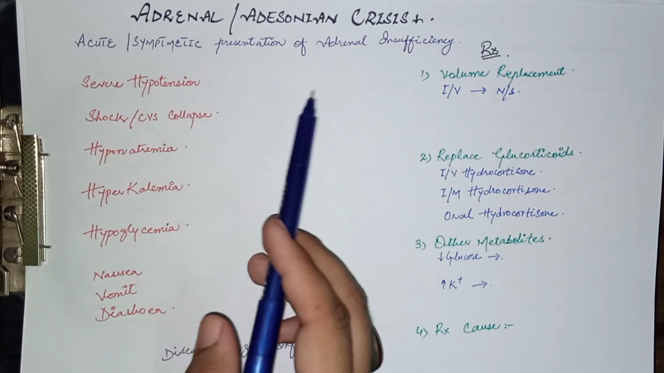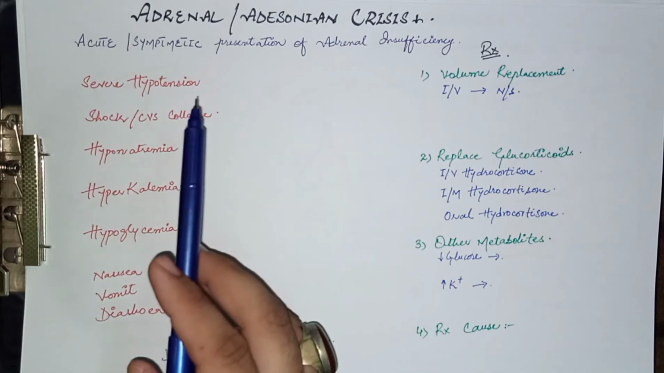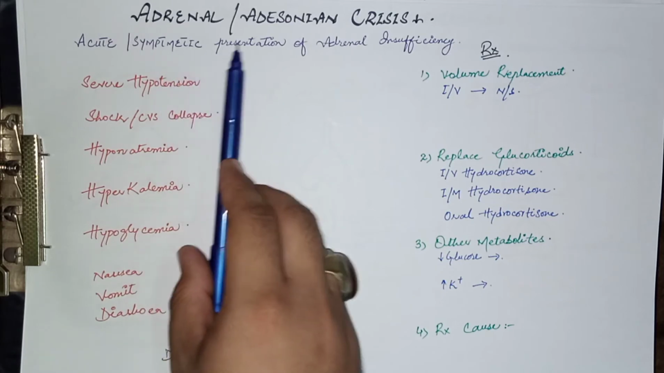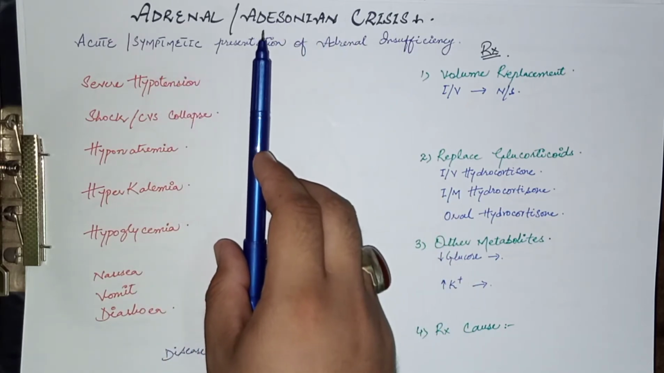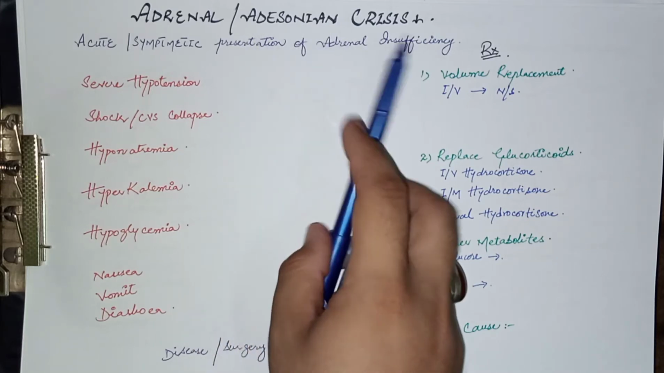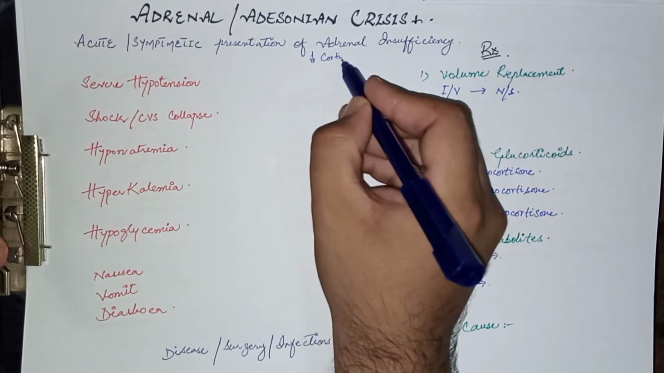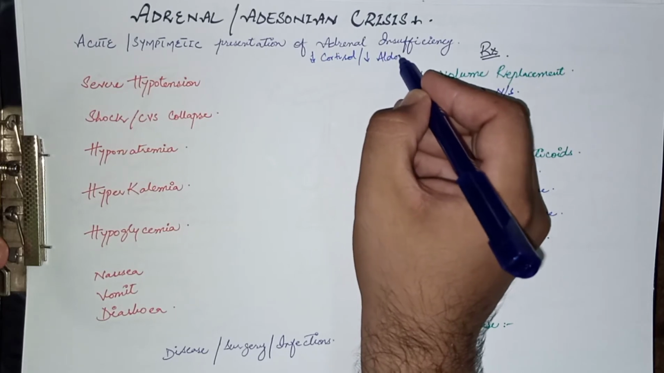Today our topic of discussion is very short, that is adrenal or Addisonian crisis. This is basically a continuation of my previous video on adrenal insufficiency. So let's start with the adrenal crisis. It is basically acute symptomatic presentation of adrenal insufficiency. It means that the patient presents acutely or suddenly in the emergency department with adrenal insufficiency, that is reduced cortisol and reduced aldosterone levels.